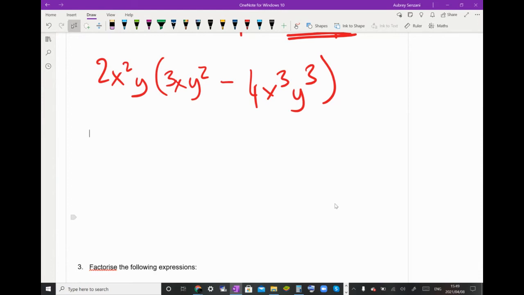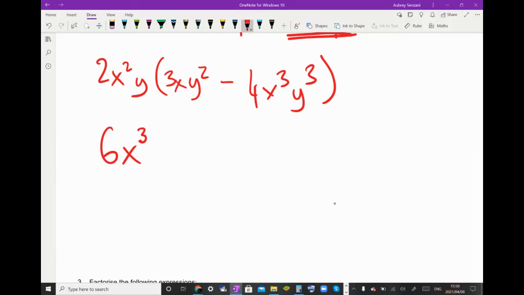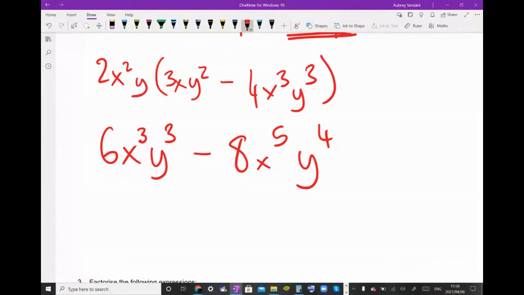That's 6x cubed, y cubed. You said 6x squared or cubed? Cubed. Okay. And then y cubed. Then minus 8x to the power 5, y to the power 4. Okay. All right, cool. So how did we do this is the next question. I agree with your final answer, but then how did we do this?